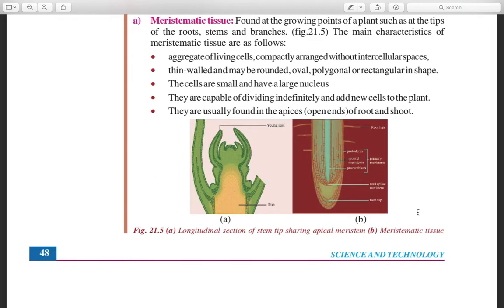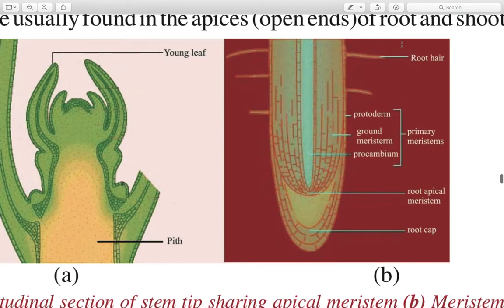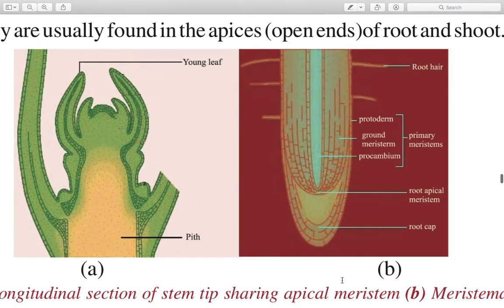And the second diagram is of meristematic tissue in the root. Here you have the root hair. This is the root and this is the root hair, and these are the parts of the meristematic tissue. This is the root cap. At the end you have the root cap, and this is the root apical meristem. Apical means apex. This is the meristematic tissue. This is procambium.